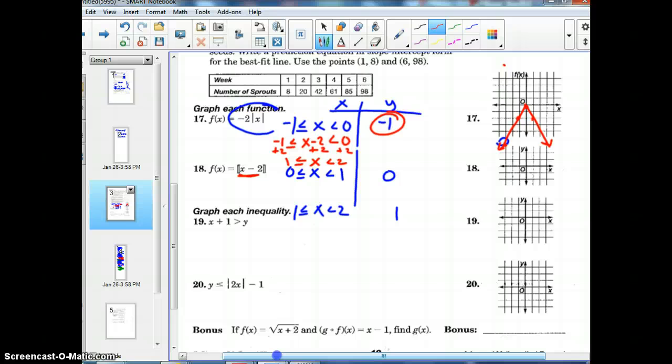Same thing for the next one. I have x minus 2. I'm going to add 2 to all 3 sections, and that's going to give me x is greater than or equal to 2 and less than 3. And add 2 again, I get x is greater than or equal to 3 and less than 4. Each time my output stays the same though.